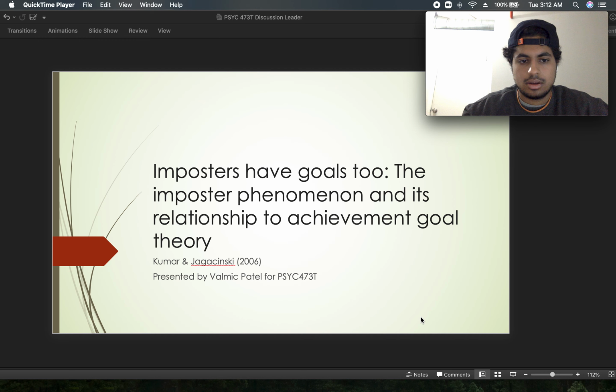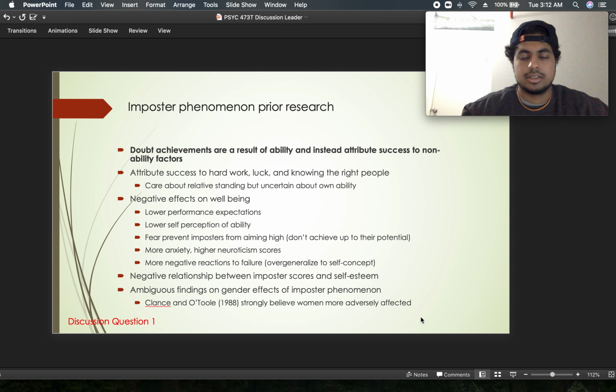So the first part of the paper is the introduction, and it talked about imposter phenomenon and prior research relating to it. So, imposter phenomenon is when people doubt their achievements are results of ability and instead attribute their successes to non ability factors. So, it's like a general feeling of phoniness in regards to their achievements and thinking they kind of don't deserve them or they come from non ability or outside factors like hard work, luck, or knowing the right people. And imposters do care about their relative standing and kind of where they stand amongst their peers, but they're uncertain about their own ability.